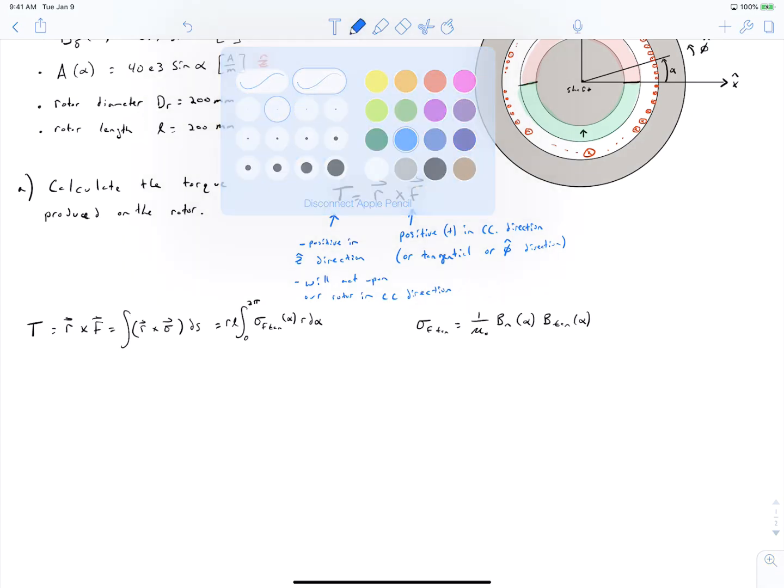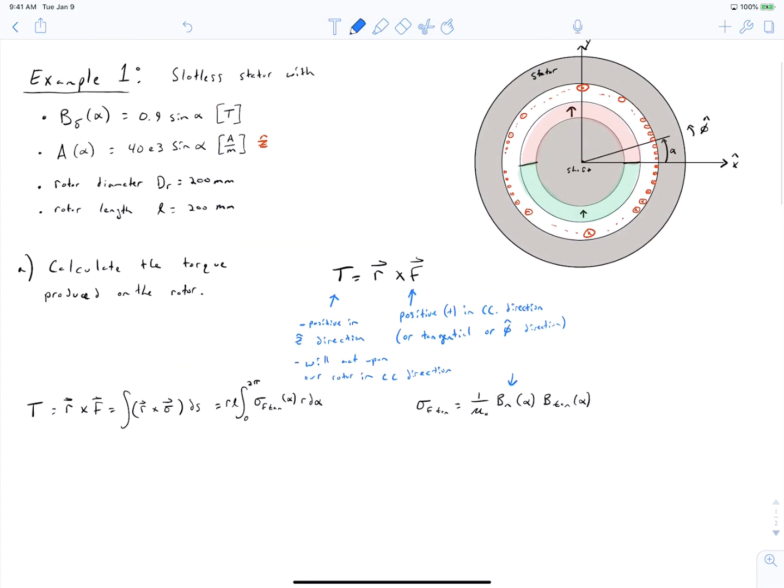Let's first talk about what our normal flux density is. Now, I told you in the problem statement that we have this air gap field, B delta of alpha, of 0.9 teslas times the sine of alpha. And in general, when somebody tells you that the air gap field is a certain value, they mean the radial component or the normal component of the air gap field. So we can interpret this expression to give us an expression for Bn of alpha, where Bn hat is 0.9 Tesla. Okay, so we know what Bn of alpha is.